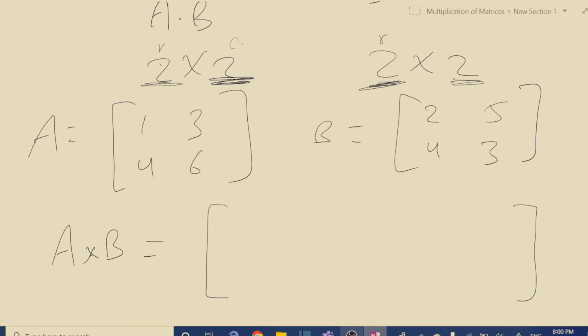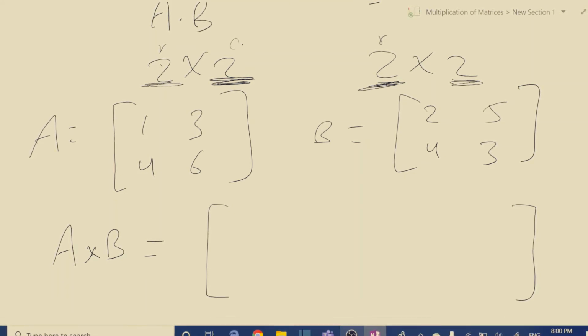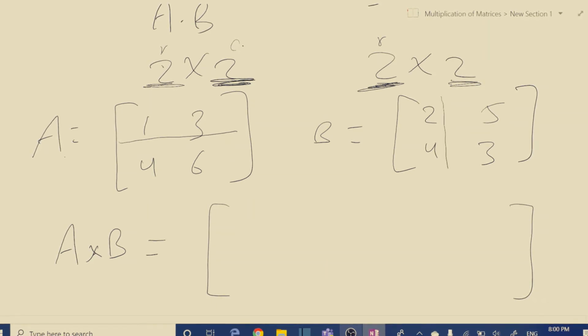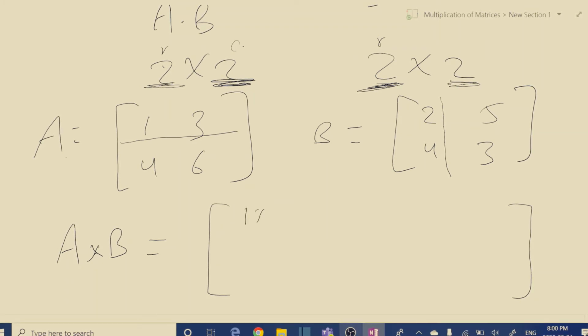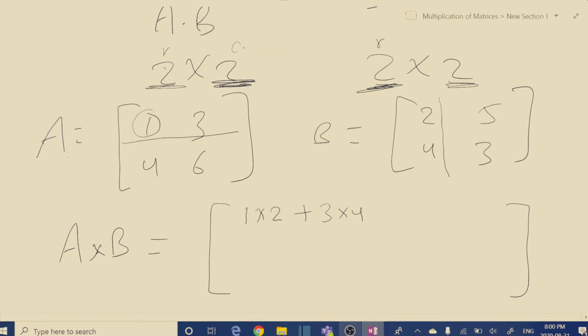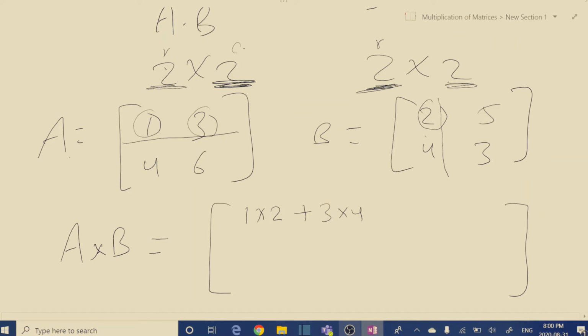Okay, so how do we multiply? What we do is we take the elements of the first row of matrix A and multiply with the first column. What I mean by that is you multiply 1 times 2 plus 3 times 4. That is the first entry. So I multiply 1 with 2, then add 3 times 4.